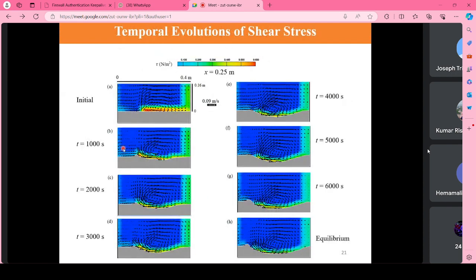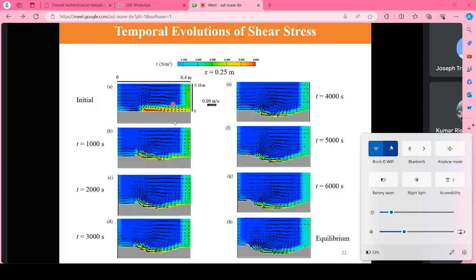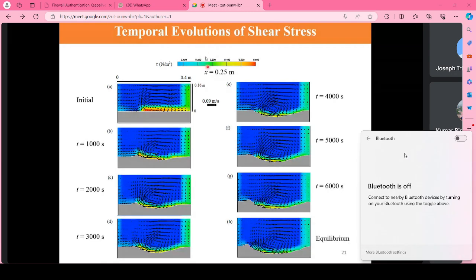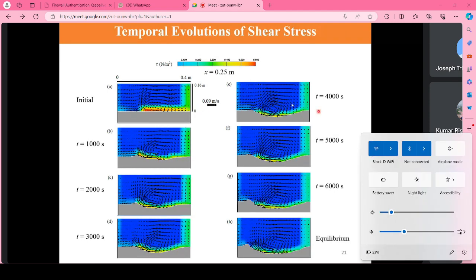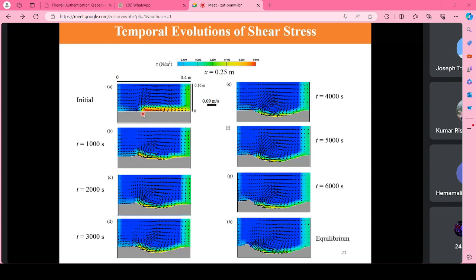So here you see the plot of the secondary currents and the shear stress. Here there's a cross section, and the cross section is located at the downstream of the junction. You see here at time t equal to 0, when there was no erosion, the shear stress was very high, and that shows the secondary currents.